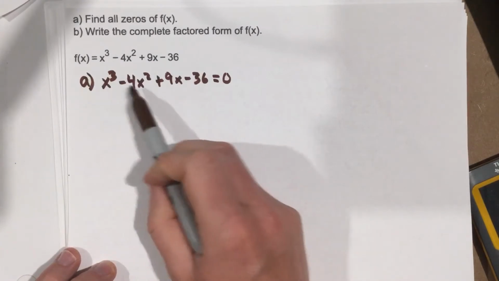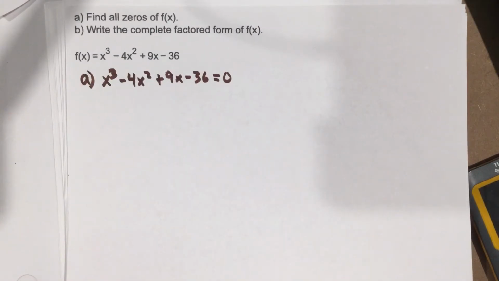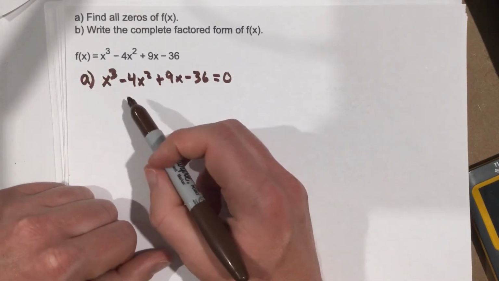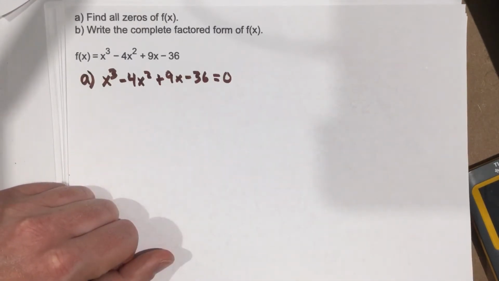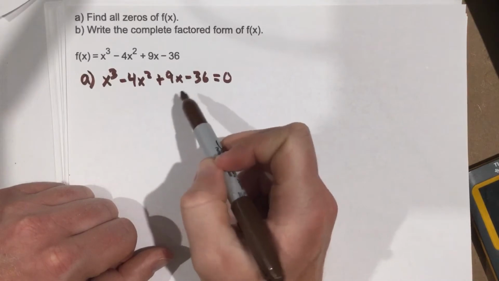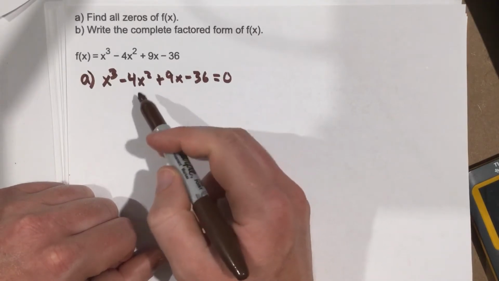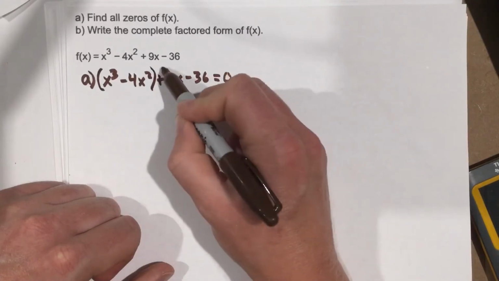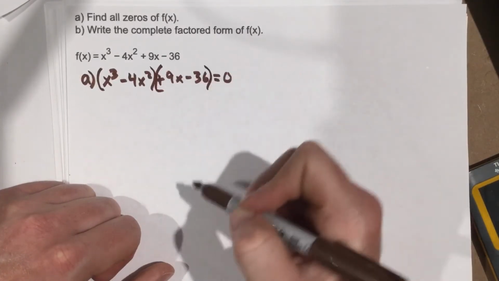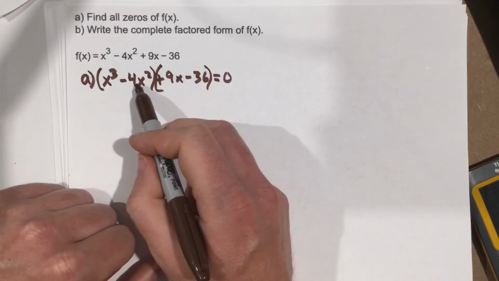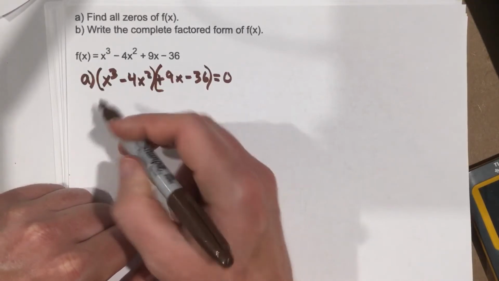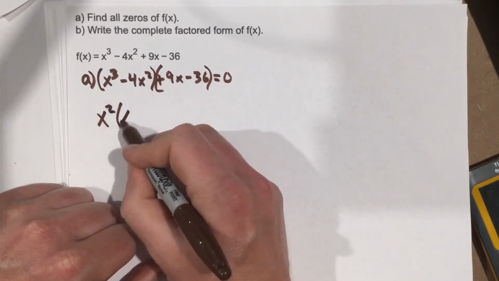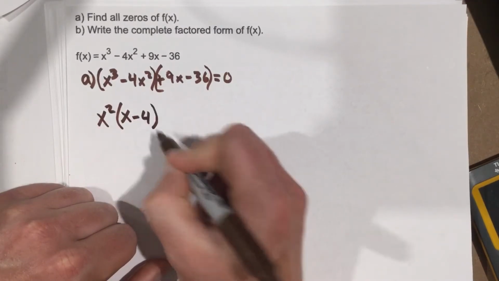Now there's 4 terms here. So usually when there's 4 terms, I like to try to factor by grouping. Now the numbers seem to be pretty small, so I feel like I'll be successful there. So I'm going to group this together and this together. When I take x squared out, I end up with x squared, and then what's left is x minus 4 from the first 2 terms.